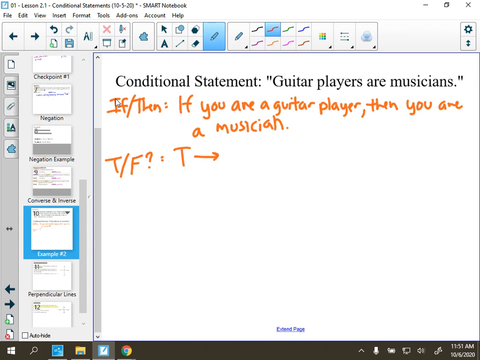My explanation would be something along the lines, and as long as you back up what you're saying, why you're justifying true or false on one like this, that's a little bit more open-ended, I'm not going to get bent out of shape. So if you're a guitar player, then you are a musician. Sure, I'm going to say that's true. So here's my explanation. A guitar is a musical instrument.